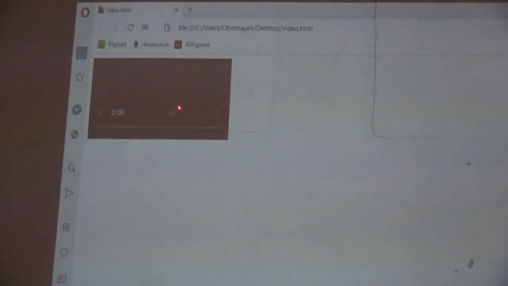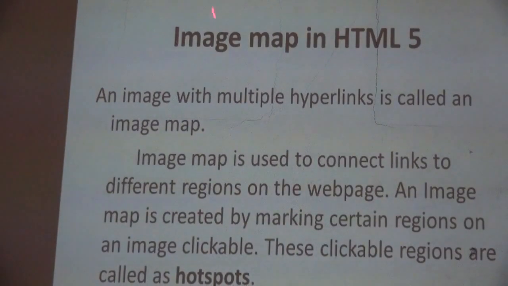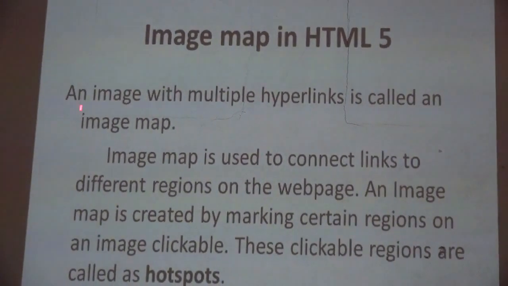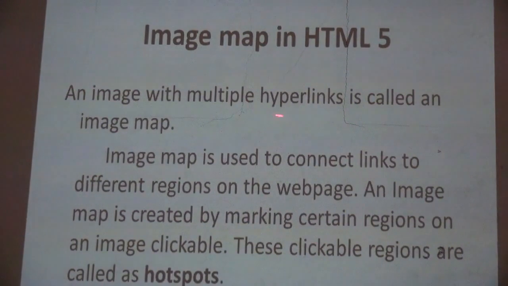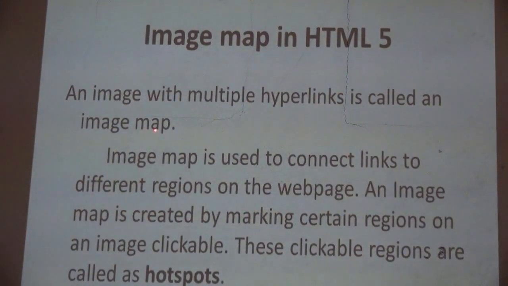If you have that file and your browser supports that file, then you will get that video and you can play that video. Okay, next is image map in HTML5. An image with multiple hyperlinks is called an image map. Means we have many hyperlinks in this image, and it is called an image map.